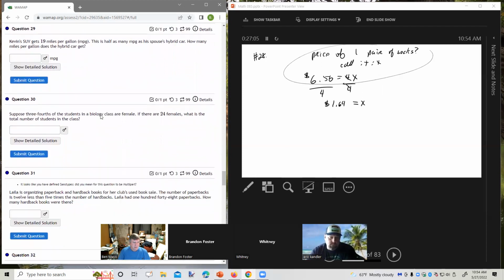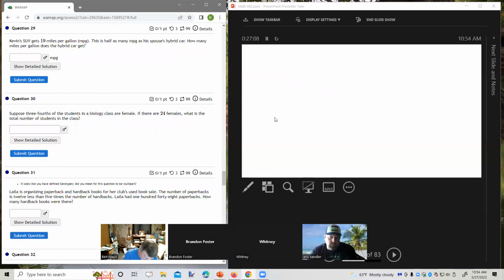All righty, number 29. Kevin's SUV gets 19 miles per gallon, MPG. This is half as many MPG as his spouse's hybrid car. How many miles per gallon does the hybrid car get? So, how many miles per gallon does the hybrid get? Question mark. Kevin's gets 19 miles per gallon.